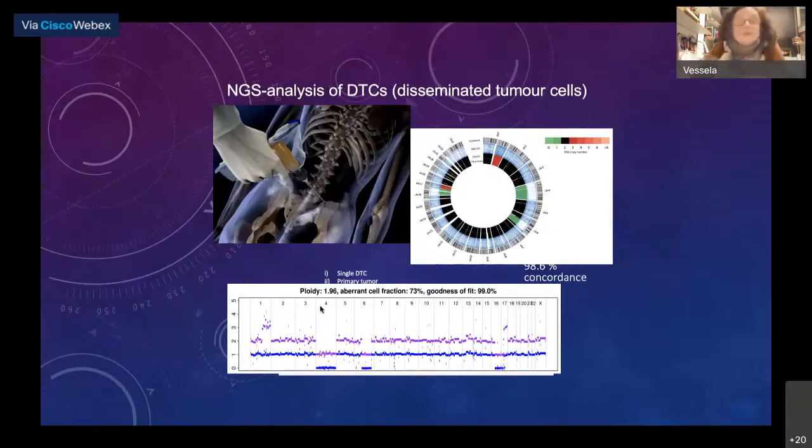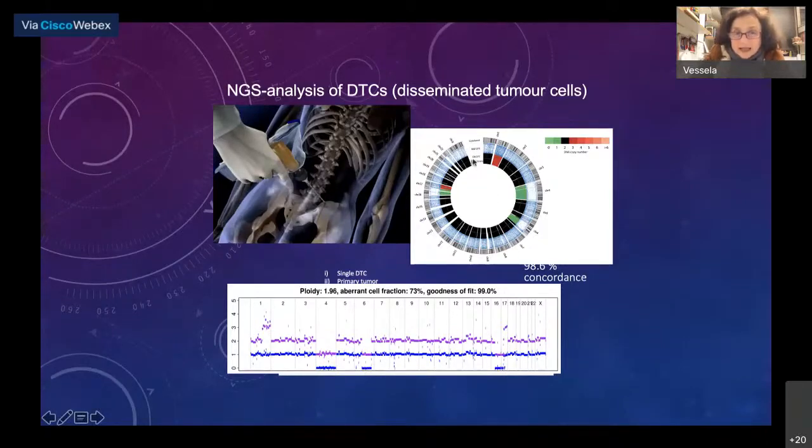Yes, thank you. So in this lower plot, you see two lines. If all purple points were on the same line and all blue points were on the same line, there would be no tumor cell, everything would be normal. The fact that we have, so this shows that there is a full deletion of chromosome 4, a full deletion of chromosome 6, and so on.